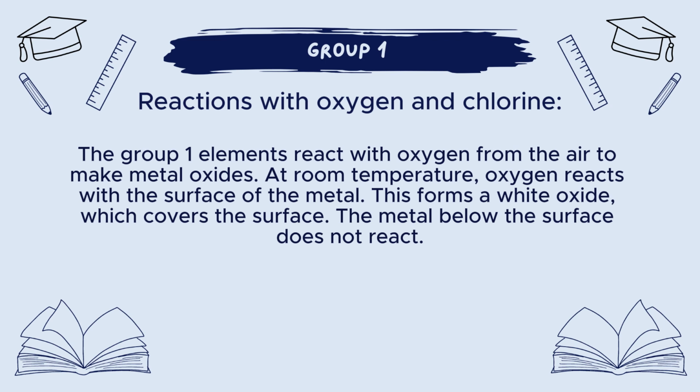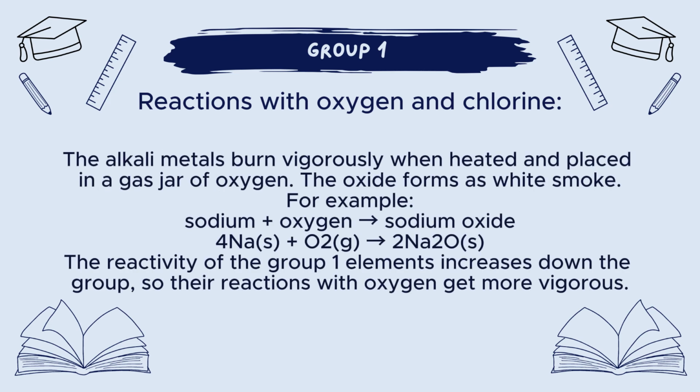The Group 1 elements react with oxygen from the air to make metal oxides. At room temperature, oxygen reacts with the surface of the metal. This forms a white oxide which covers the surface. The metal below the surface does not react. The alkali metals burn vigorously when heated and placed in a gas jar of oxygen. The oxide forms as white smoke. For example, sodium plus oxygen gives you sodium oxide. The reactivity of the Group 1 elements increases down the group, so their reactions with oxygen get more vigorous.